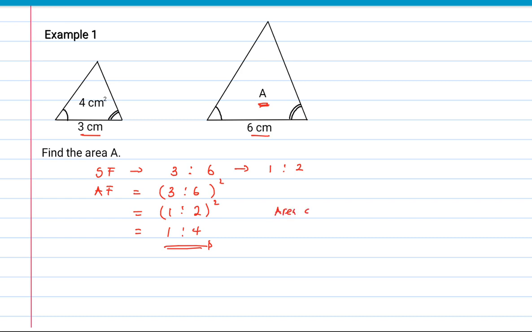So after finding that the area factor is 1/4, I then find the area of A. For my calculation now, I'll say 1 is to 4. So 4 is for the bigger triangle and 1 is for the smaller triangle. The smaller triangle has an area of 4. So then I'll say 4 is to more. And then I get 4 over 1 multiplied by 4. Then I get my area as 16 square centimeters.